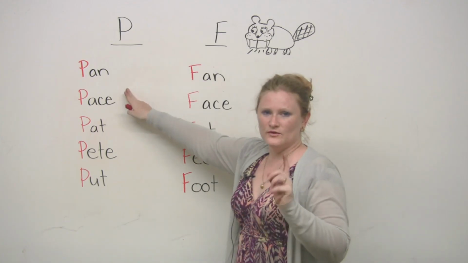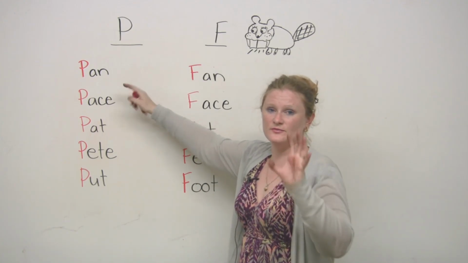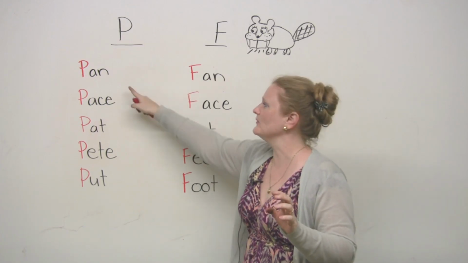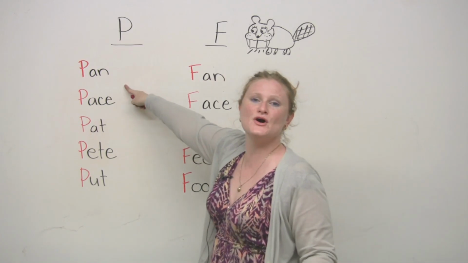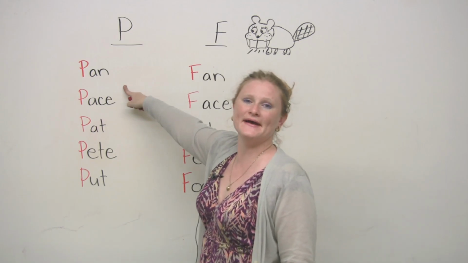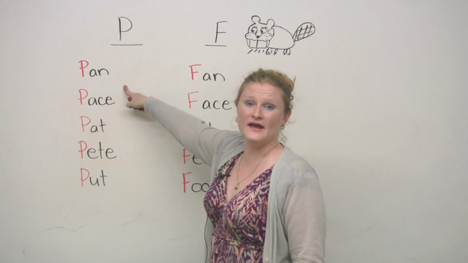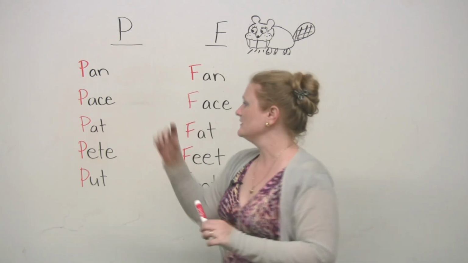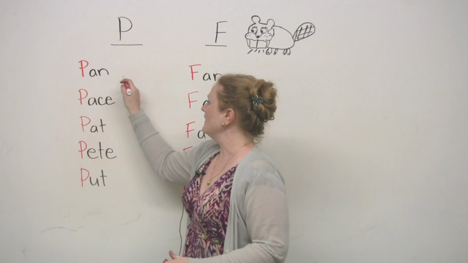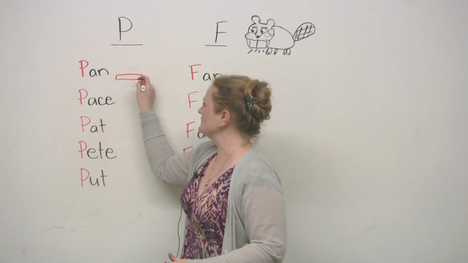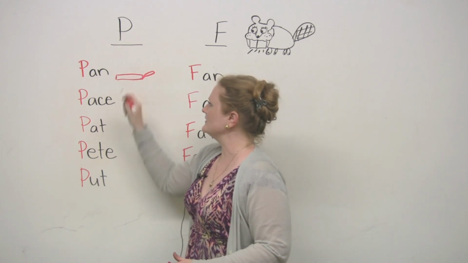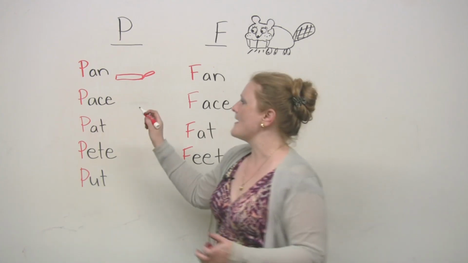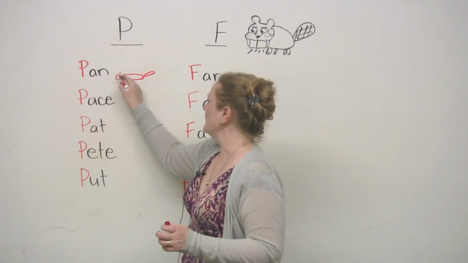So, we're going to contrast, which means fight, the P and the F. So, the first word we have for P is pan. A pan is something that you can use to cook with. It's very shallow. We say a lot of times that it is a fry pan. So in a fry pan we would cook eggs or bacon.